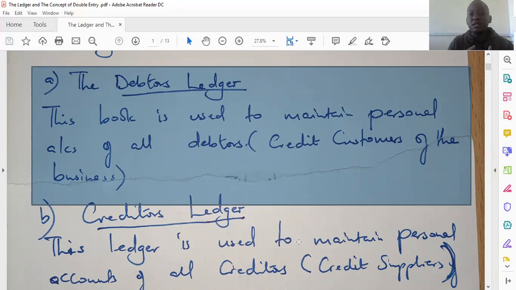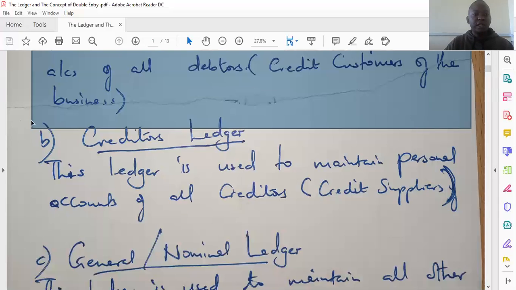So the debtors ledger is used to maintain all personal accounts of all debtors, being the credit customers of the business, those who have bought from the business on the basis of a promise that they'll pay for these goods at a later date. So they've bought on credit basis. The personal accounts of debtors are maintained in the debtors ledger.